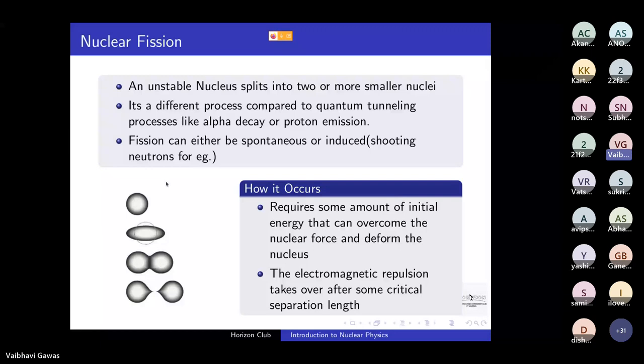So the process is quite simple. It just requires some amount of initial energy so that it can overcome the nuclear force and deform the nucleus. So consider an ideal spherical nucleus. You shoot some particle at it. This particle will deform the nucleus into a shape such that there is more instability introduced. And because of this instability, the electromagnetic forces will take over the nuclear forces, and the nucleus will split apart into two different nuclei.